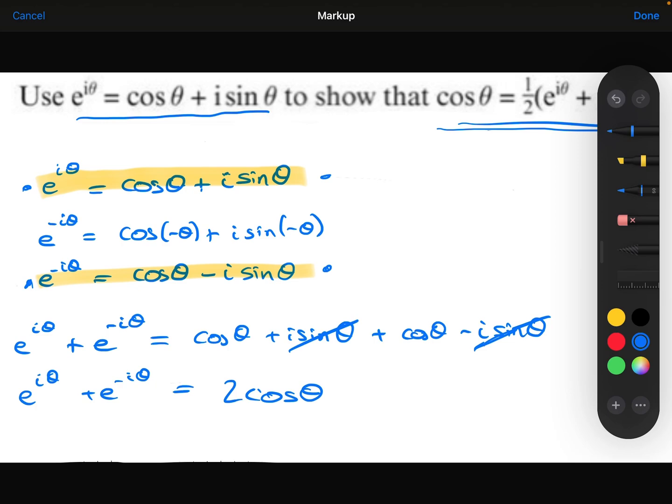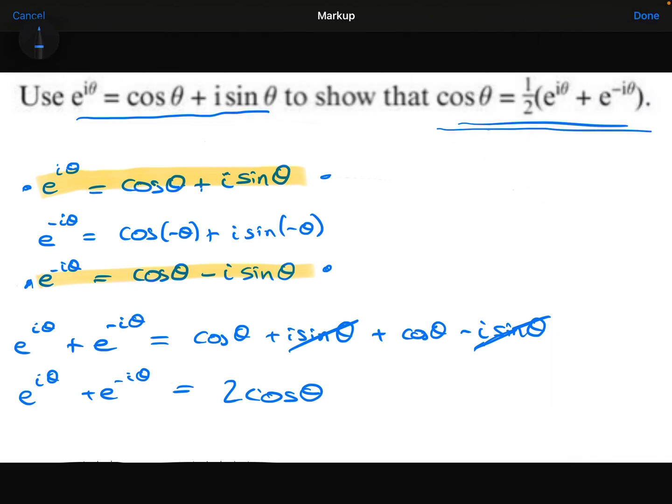And all I need to do now is divide both sides by 2. So I can say that cos theta is equal to a half of e to the i theta plus e to the minus i theta, which is the result we need to prove, and a result that we're going to use quite a few times later on in this topic.